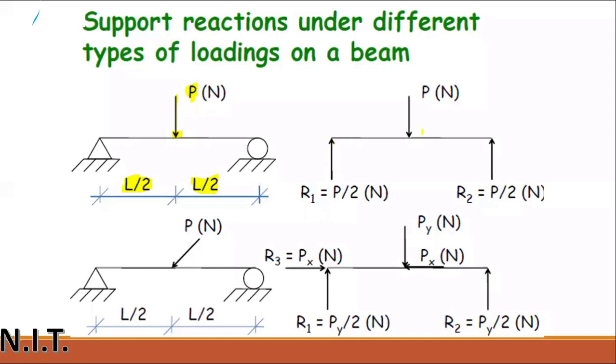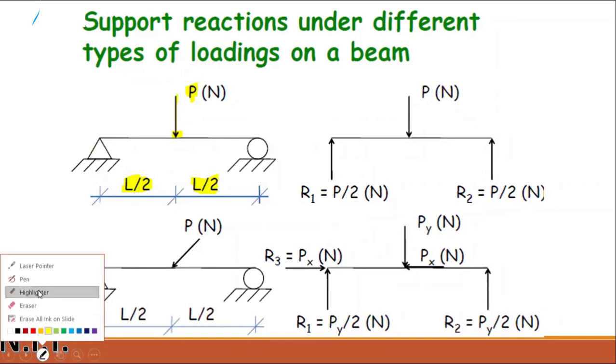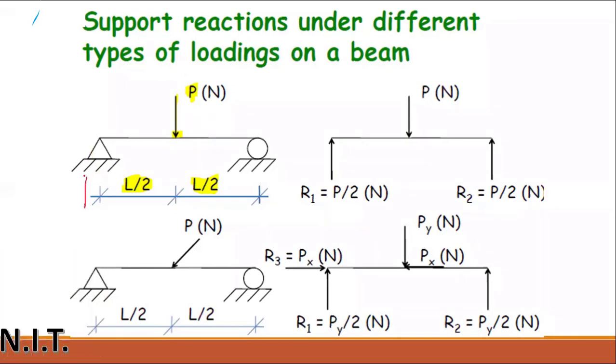How many reactions will be generated? One reaction on this support and one reaction on the other side. One reaction will be over here and one reaction will be over here. So R1 will be P by 2 and R2 will also be P by 2. Half of this load, for example, if it is 8 Newton, R1 will be equal to 4 and R2 will be equal to 4 Newton.